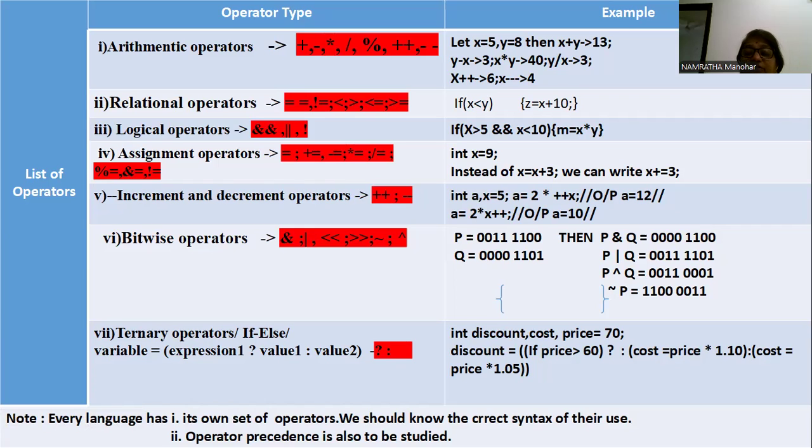So I'm writing discount is equal to, if price is greater than 60, question mark, cost is equal to price into 1.1, else cost is equal to price into 1.05. This is how the if-else statement is used. That is, this is a short form for the if and else statement.